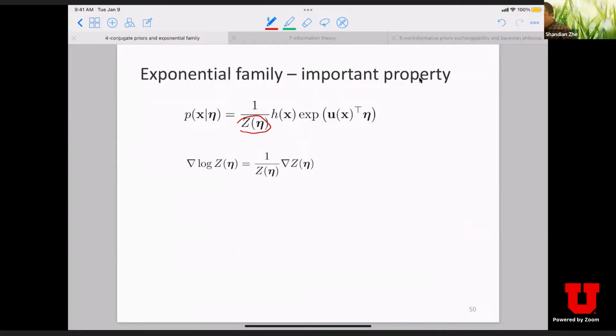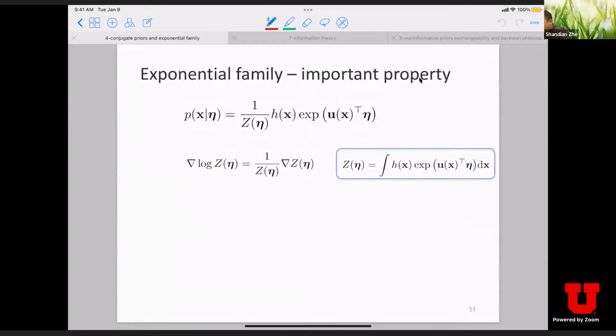So what if we take the gradient of the log normalizer? The gradient is taken with respect to the natural parameter. So that means I'm going to take the gradient of my log normalizer and see what happens. According to the chain rule, we first take the inverse of Z(eta), and then take the gradient of Z(eta), right?